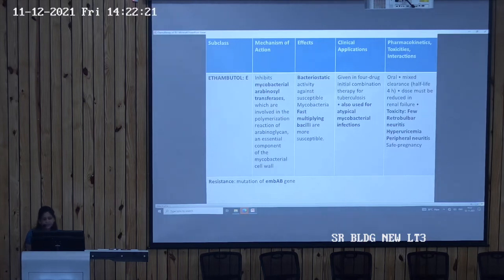Which drug is contraindicated in pregnancy? Streptomycin. Streptomycin is contraindicated in pregnancy. Resistance can occur with the mutation of embB gene, which codes for this arabinosyl transferase enzyme.